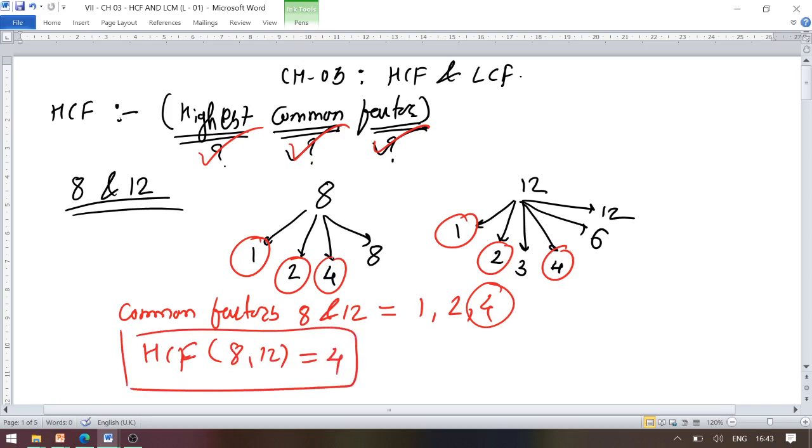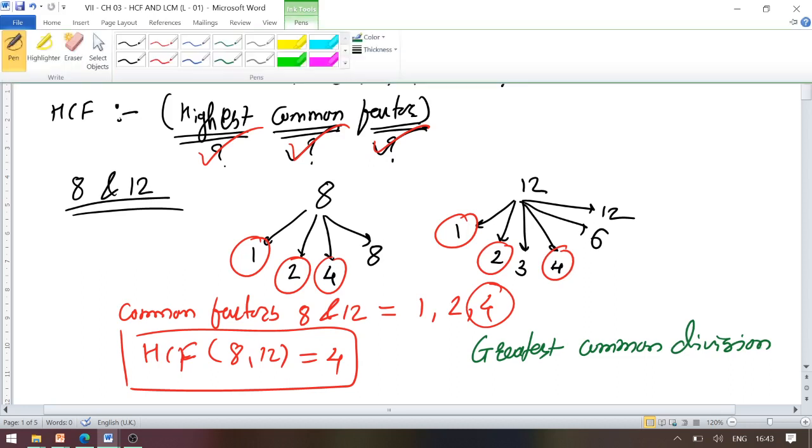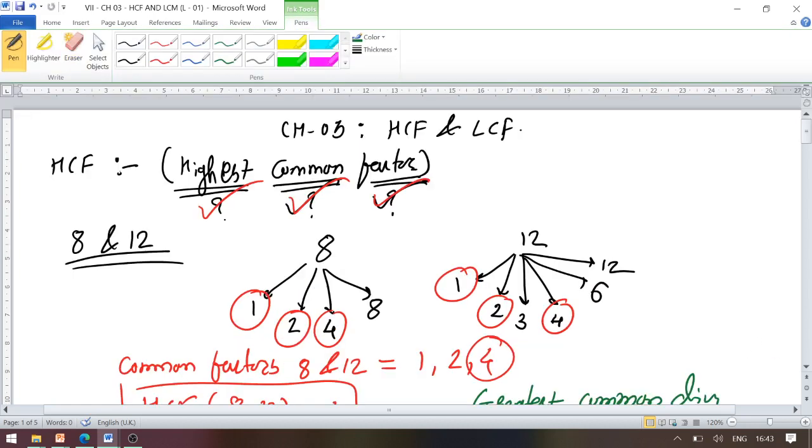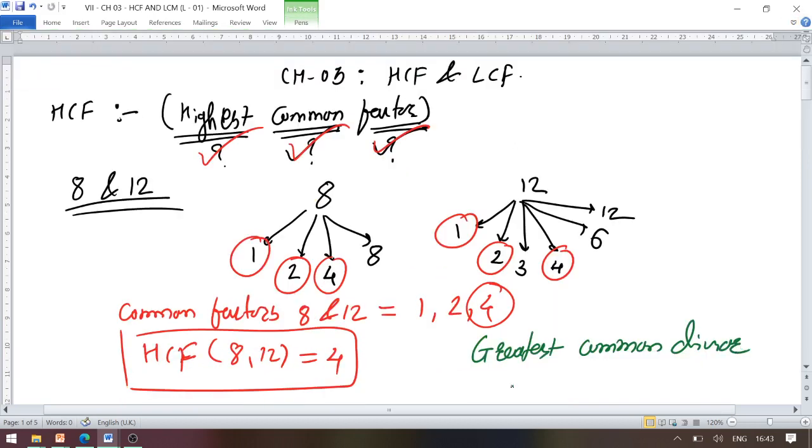Sometimes we may call HCF the greatest common divisor also. Once a number is a factor of the given number, that means it is a divisor of the given number. So keep in mind, HCF is sometimes called the greatest common divisor. In short, we write it as GCD of 8 and 12, which is equal to 4.